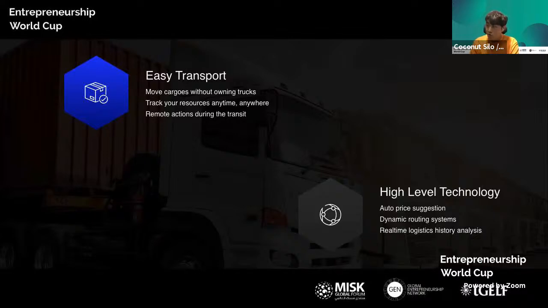Moreover, we also provide high-level technological features like auto price suggestion, dynamic routing systems, and real-time logistics history analysis. For auto price suggestion, we analyze 27 factors that affect the price of the cargo, and we automatically suggest an appropriate price for the registered cargo so that B2B users, which are carriers and shippers, do not need to struggle with each other to find an appropriate price. About dynamic routing systems, I'll explain this feature at the next slide. We also analyze the logistics history that users have made in real time, and connect targeted third-party programs like insurance, fueling, and maintenance so that users can decrease their fixed cost expenditure.